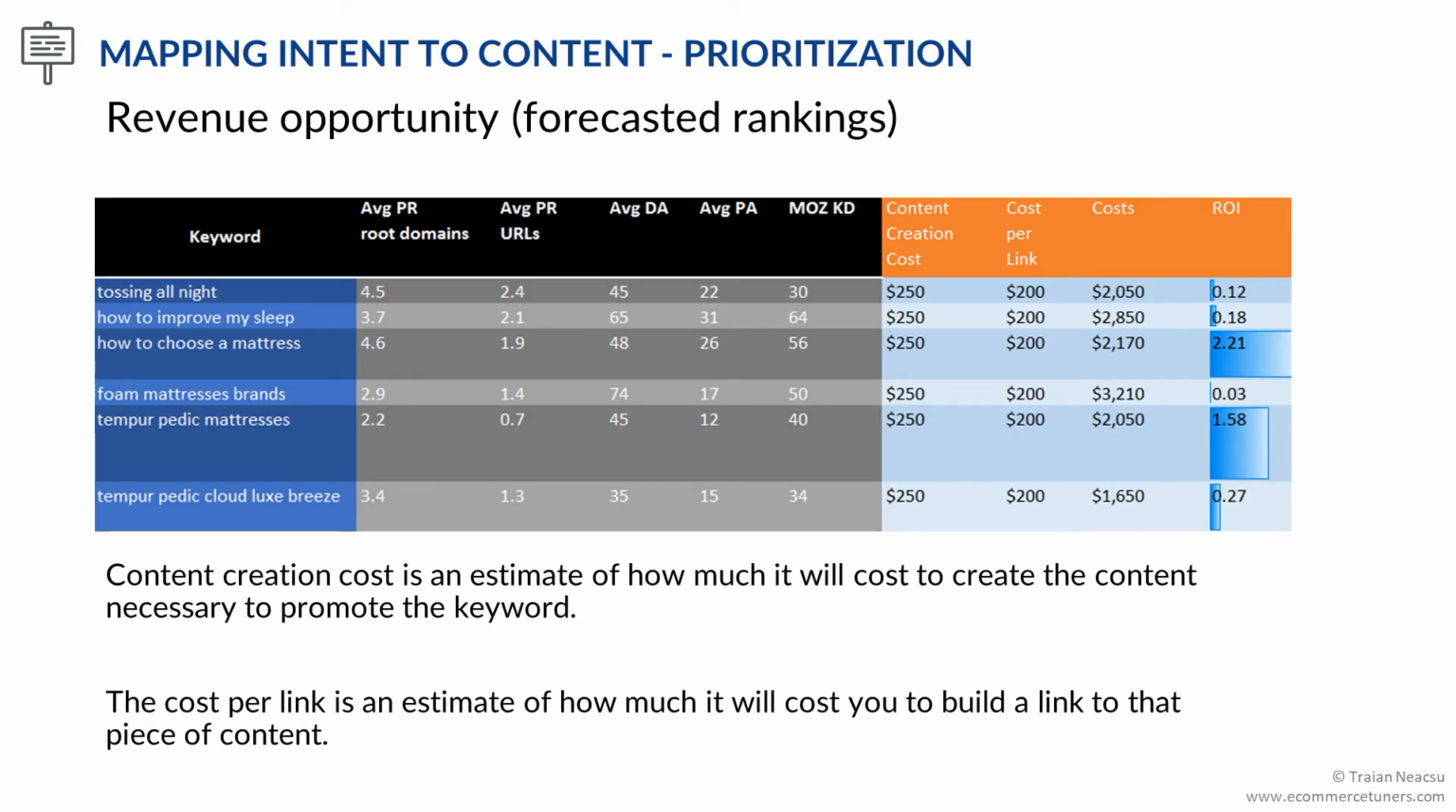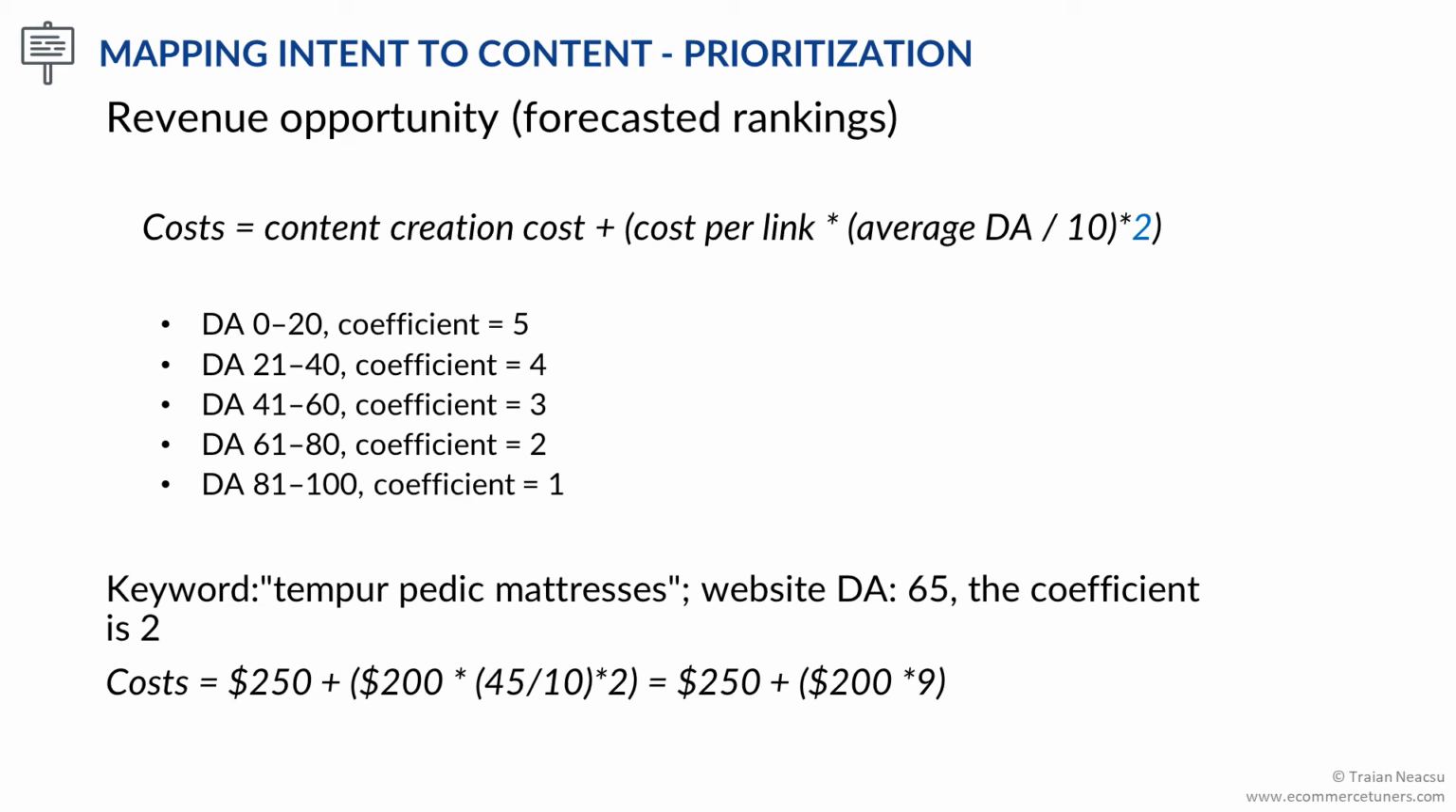Content creation cost is an estimate of how much it will cost to create the content necessary to promote the keyword. Each keyword might have a different cost depending on the type of content you need to create. Creating an article is less expensive than creating a video, which in turn is less expensive than creating an interactive tool or a mobile app. The cost per link is an estimate of how much it will cost you to build one link to that piece of content. This is the costs formula.